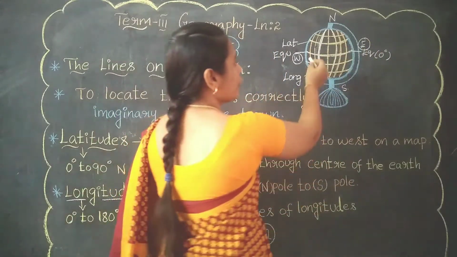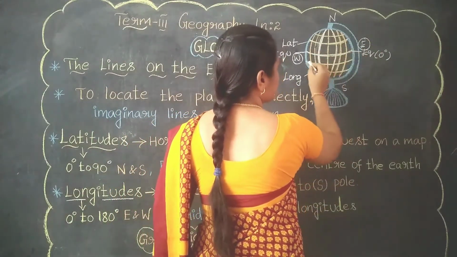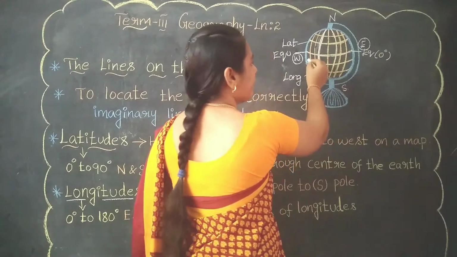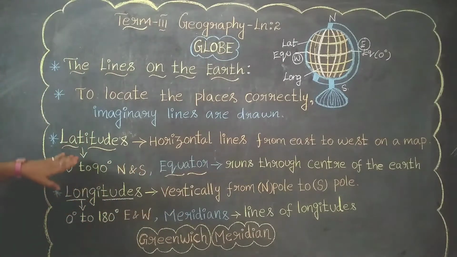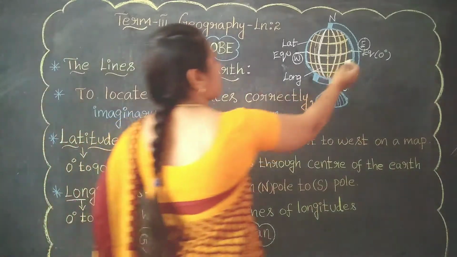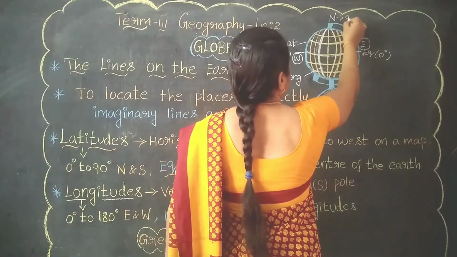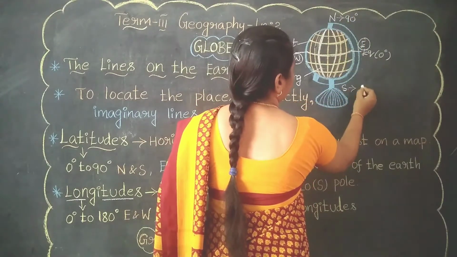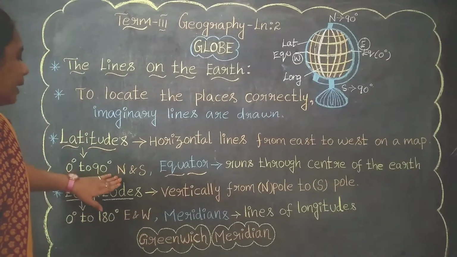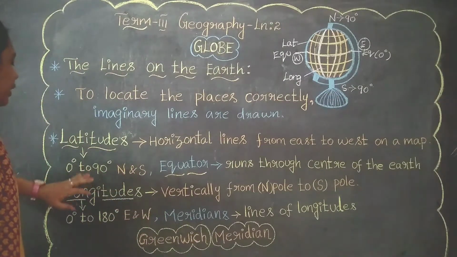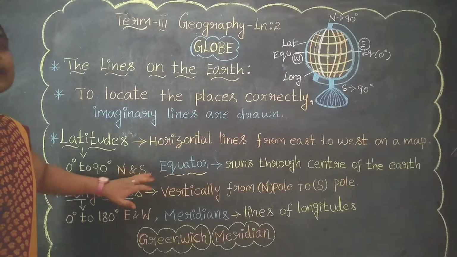Because we are drawing like this, that is horizontal, it starts its work from this side to this side. Latitudes are marked as a degree from 0 degree to 90 degree. The north pole contains 90 degree and the south pole is also 90 degree. So, 0 degree to 90 degree, north and south pole.